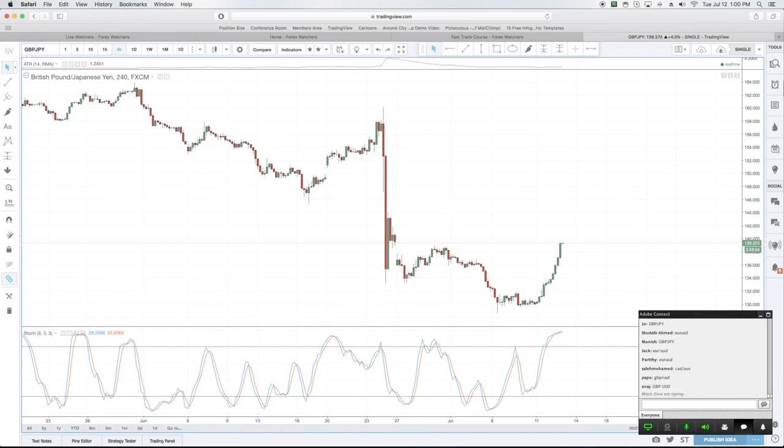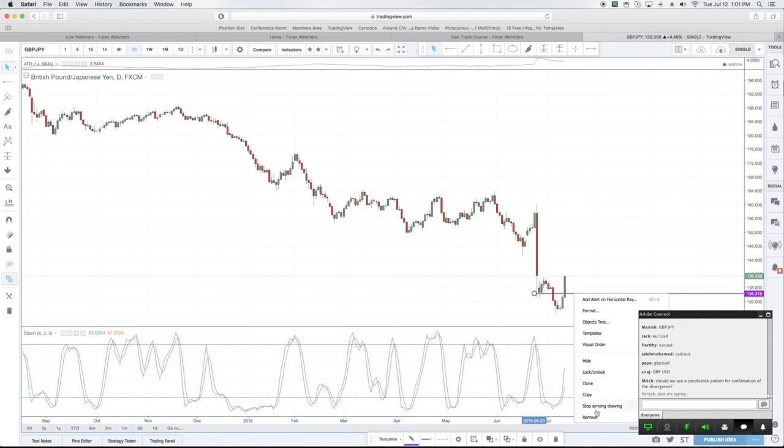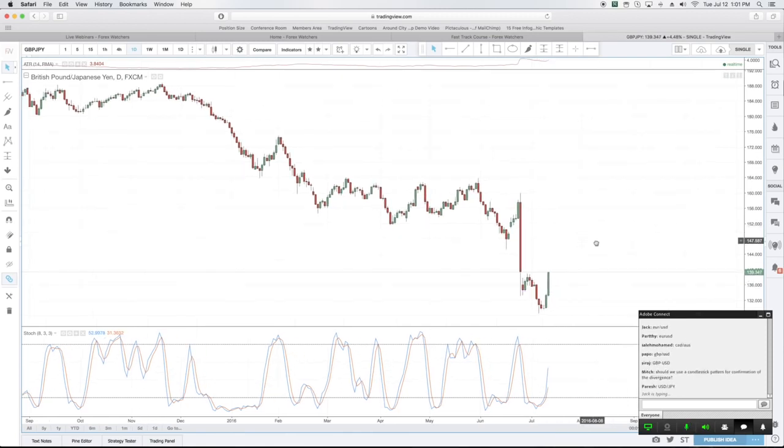Ooh, pound yen. This thing has risen back up. I think we were looking at this for a pullback sell, but it has come much stronger up. Okay, that's gonna be fun.